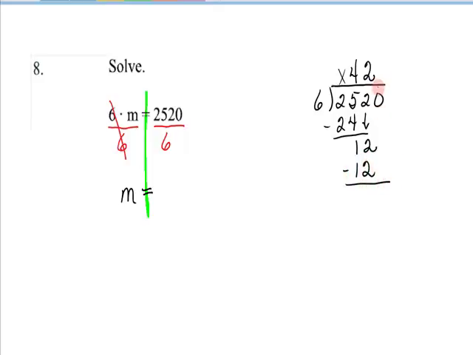Now, don't stop at 42. There was no digit here, and most people don't write an X. That's just to remind me and to remind you that we don't have part of the answer there. But there must be a digit above the 5, there must be a digit above the 2, and there must be a digit above the 0. 6 goes into 0 0 times. So 42 would be the wrong answer. 420 is the correct answer. So be careful with your division.